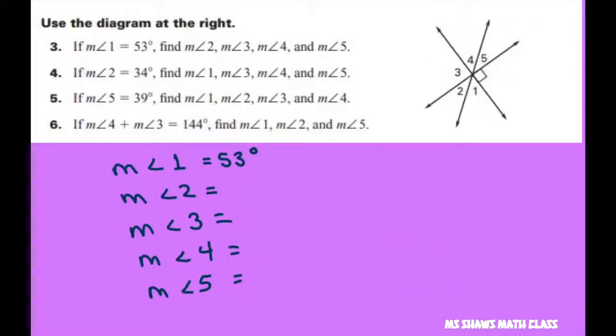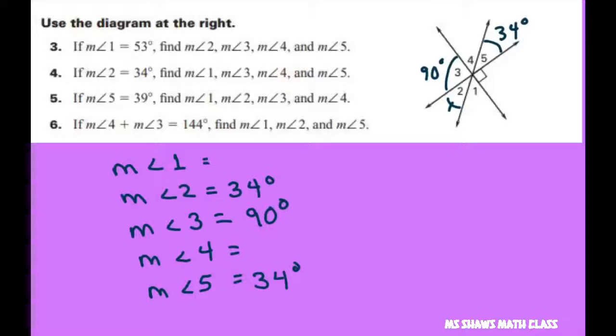Okay, so you probably need to pause the video and we'll continue on. The measure of angle 2 is 34. The measure of angle 3 is always going to be 90 on these through the vertical angle theorem. The measure of angle 2 is 34, then so is the measure of angle 5. So this is 34. Let's go ahead and just find the measure of angle 4. So 90 plus 34 degrees plus the measure of angle 4 equals 180.